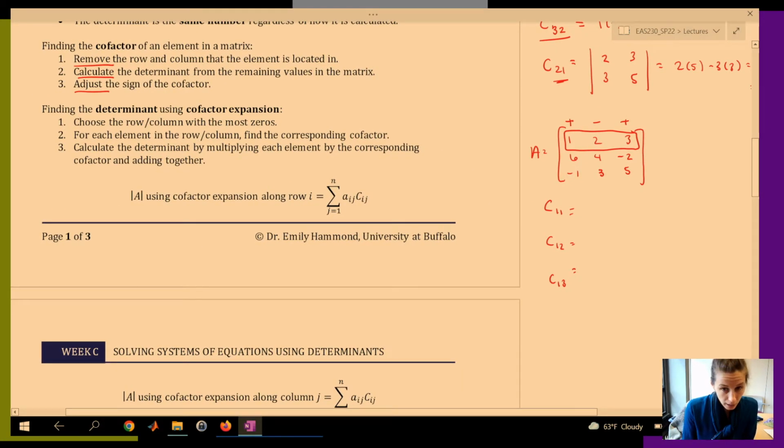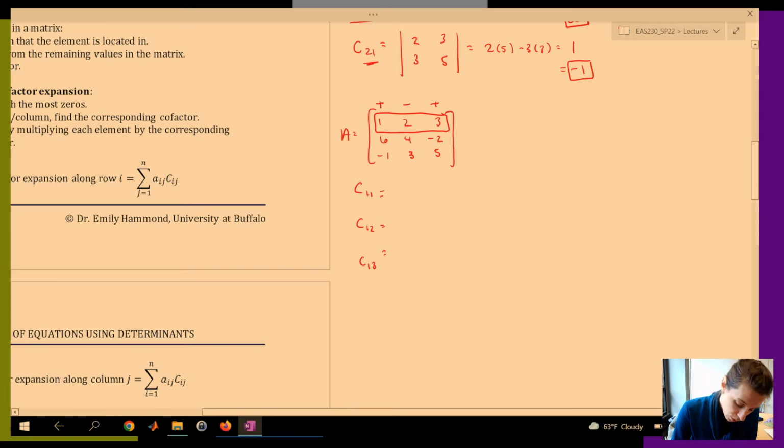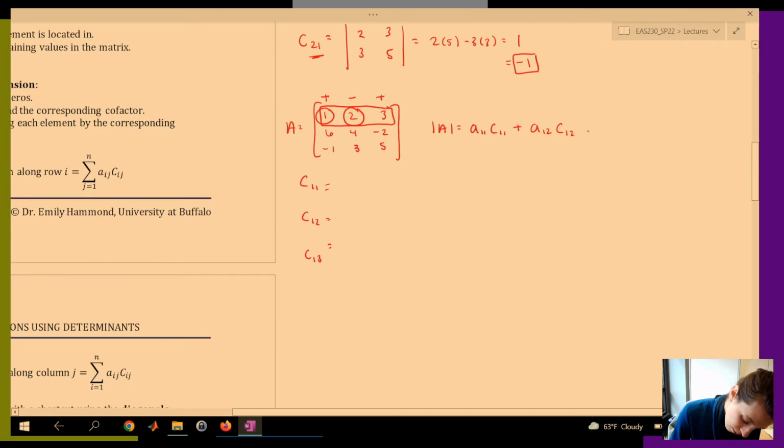Then we can go ahead and apply this formula. This formula just states that we're going to take all of our cofactors and multiply them by the corresponding value in A. Then add it together. So essentially, to find the determinant of A, it's going to be A11, or the element here, times cofactor 11, or the cofactor where I remove the row and the column, plus A12, so this number here, times the cofactor, where I remove the row and remove the column, plus A13 times the cofactor. So I take each of these numbers, find their cofactors, multiply those together, and add them all up. That's how you would do cofactor expansion.